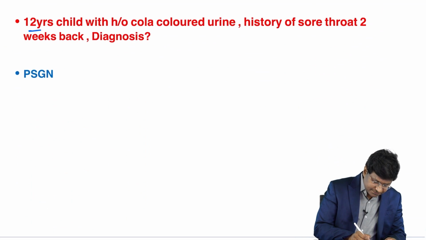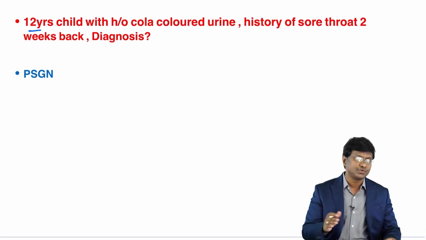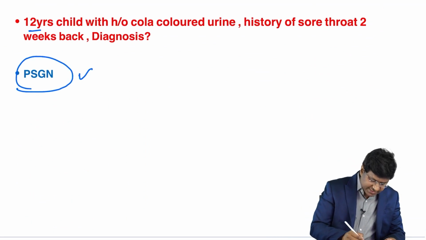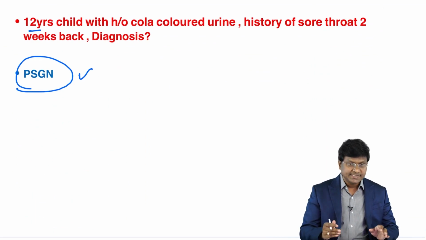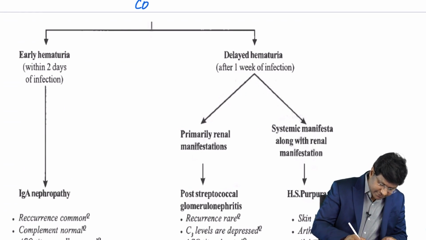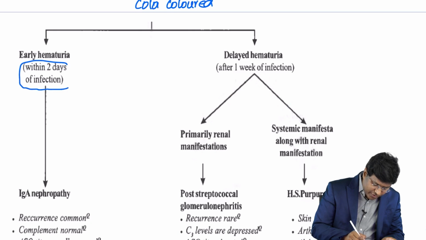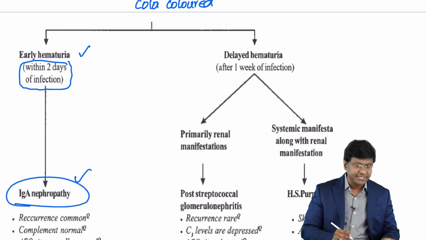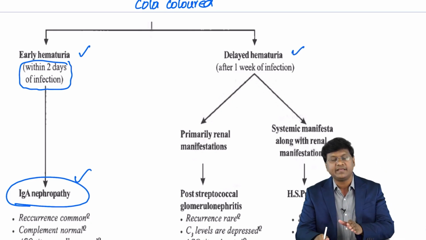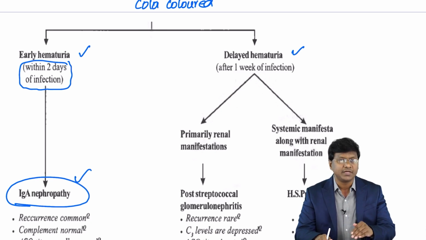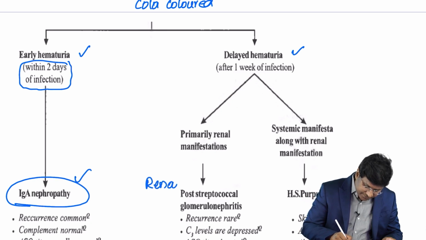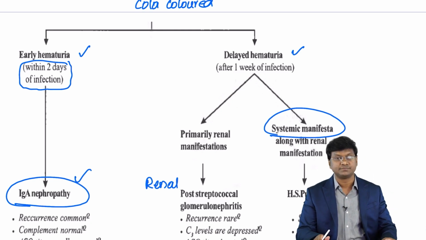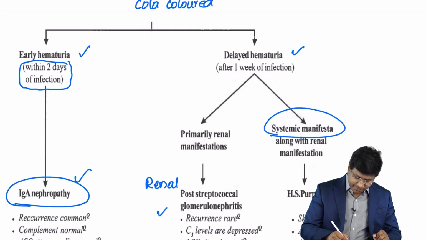Next, the other question is a 12-year-old child with a history of cola colored urine and a sore throat 2 weeks back. What is the diagnosis? The diagnosis is post streptococcal glomerulonephritis, which is nothing but nephritic syndrome. For a patient presenting with hematuria with a past history of infection, the flowchart is as follows. If the individual has hematuria within 2 days of infection, that is early hematuria, and the diagnosis is IgA nephropathy. But if the individual has delayed hematuria, that is after 1 week of infection, you need to make out whether the individual has only renal manifestations or also systemic manifestations. If only renal manifestations, that will be post-streptococcal glomerulonephritis.